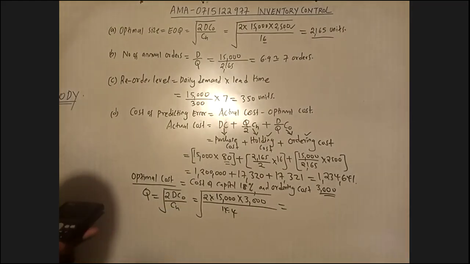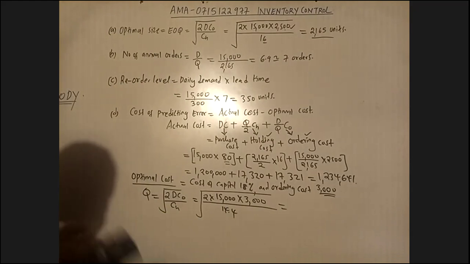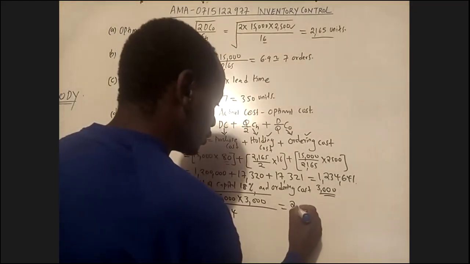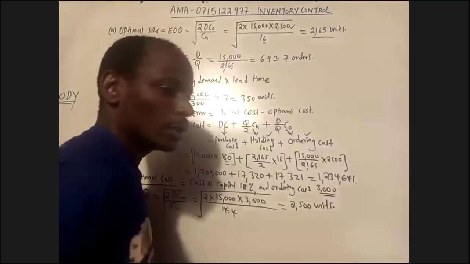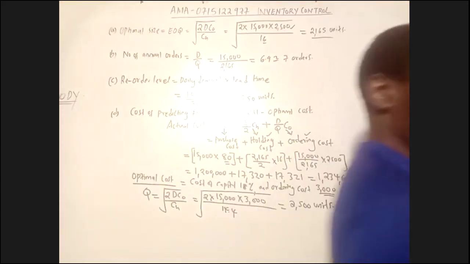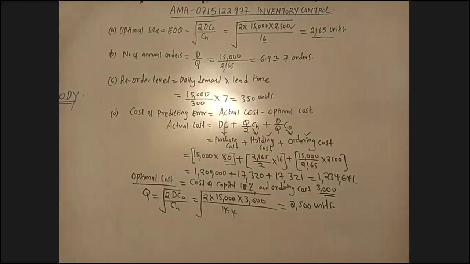We will say 2 times 15,000 times 3,000 divided by 14.4. Then you find the square root. So 2,500 units. Now we can find our total cost.